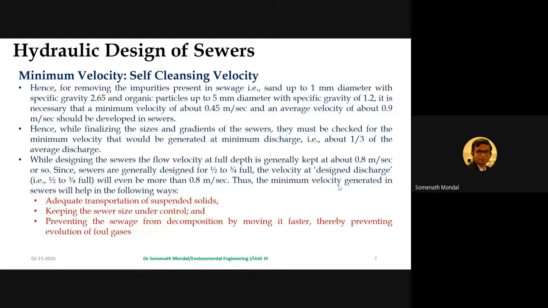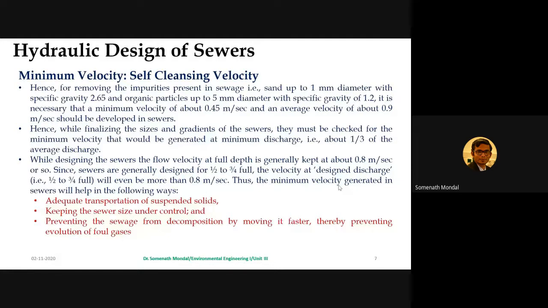What we mentioned in the last class is that self-cleansing velocity is that velocity which should be maintained at least once in a day, so that you can ensure that no deposition is taking place within the sewer. So the next point is, hence, for removing the impurities present in sewage.